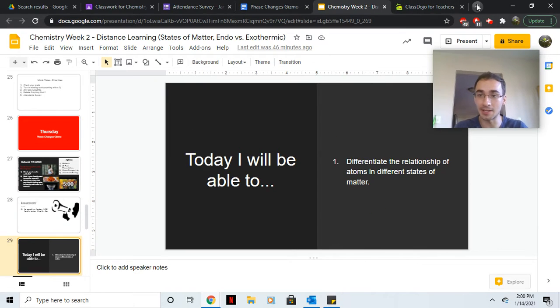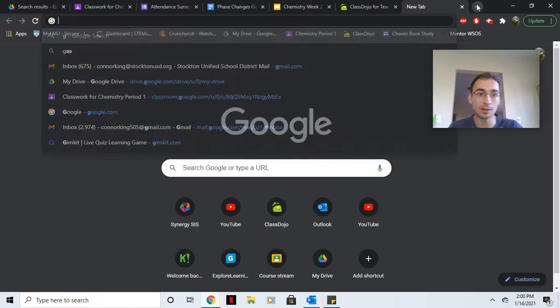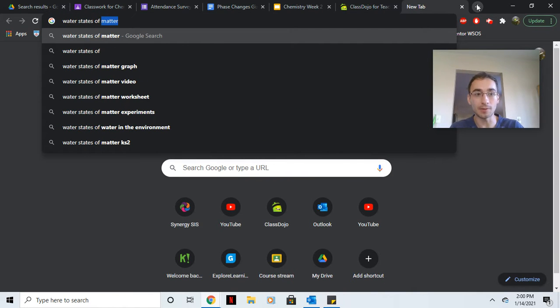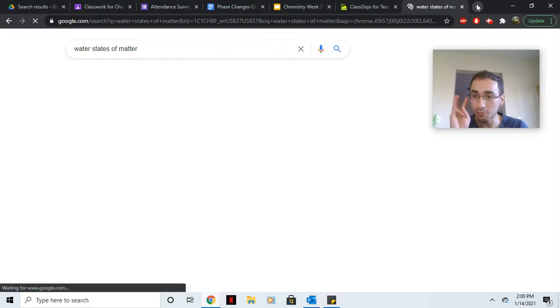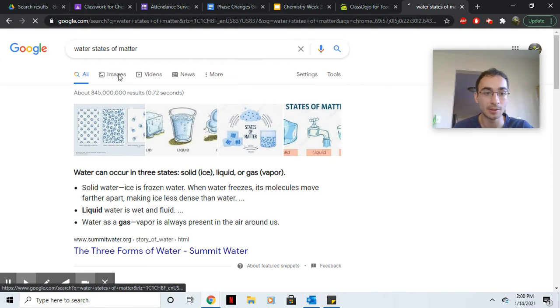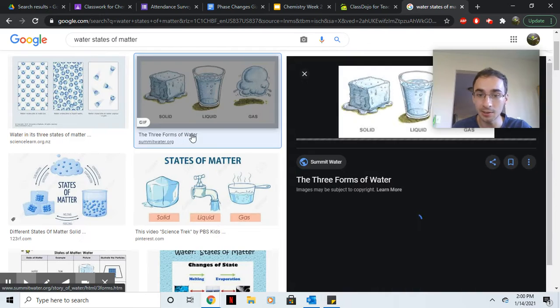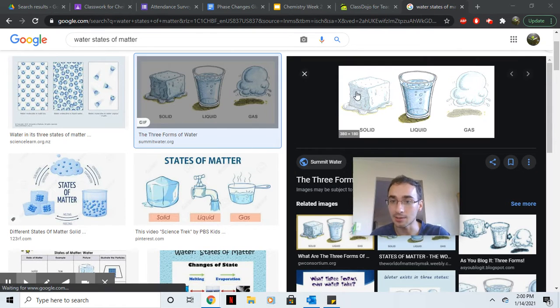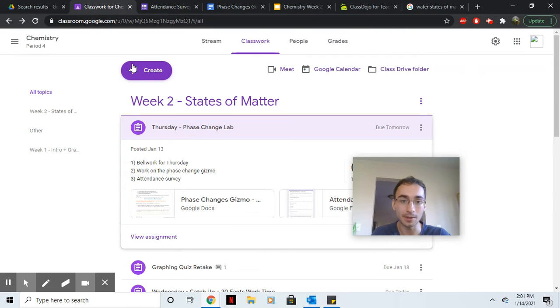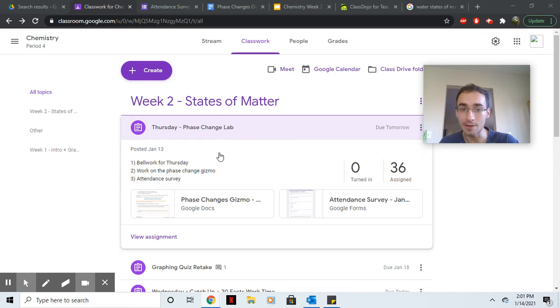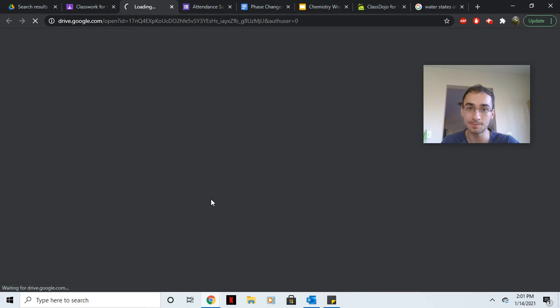So before we do the lesson today, you should know that water and other matter can be in three main states. Water can be either a solid, an ice, a liquid, that's typical water, and then gas, that would be like water vapor or steam. Those are the three states of matter: solid, ice, liquid, water, gas, steam, or water vapor. Okay. And then when you're ready, can you click Phase Change Lab for Thursday?